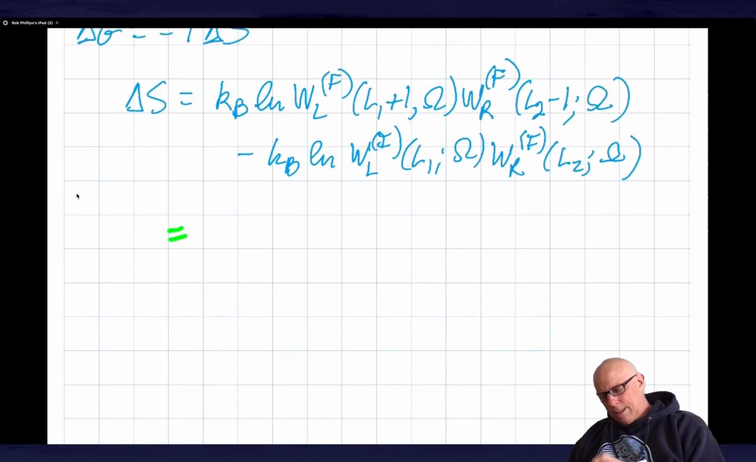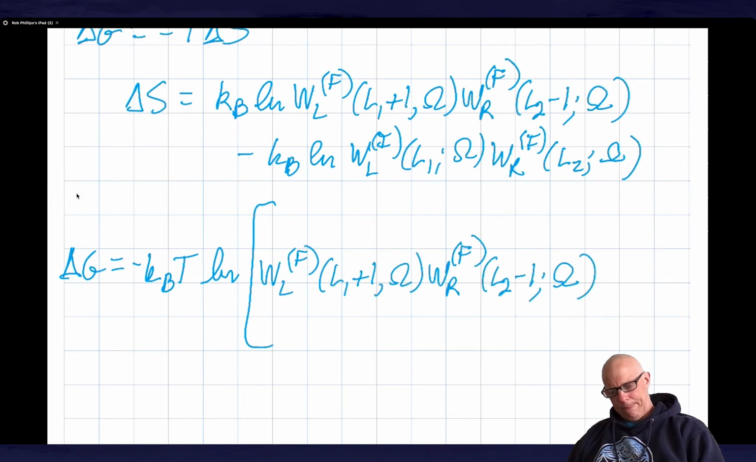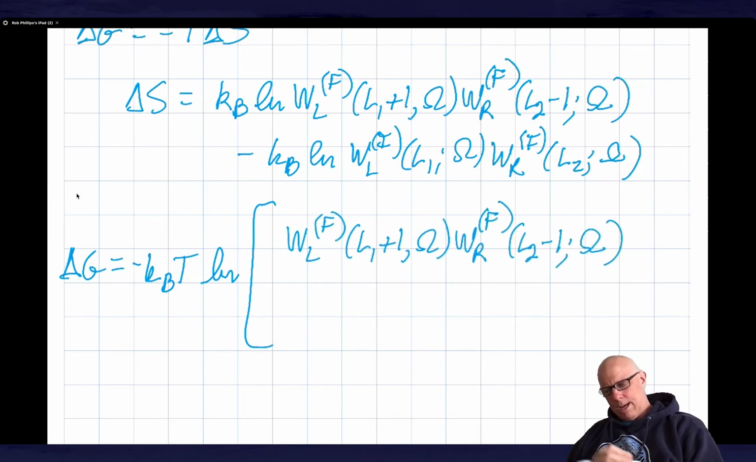So I can rewrite this as being equal to KB. So let's now write delta G is equal to minus KBT times the logarithm, and I'm just going to grab these pieces here. So this is my numerator right here, and I divide by the denominator, which is the second piece here.